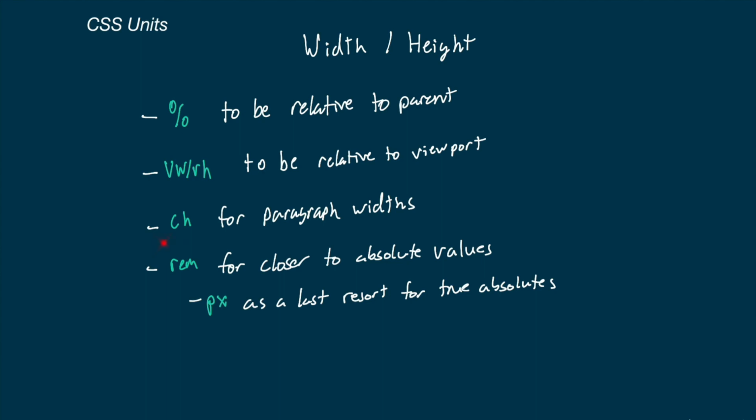The CH unit is very useful for a specific use case, and that is choosing the width of a paragraph. Once paragraphs go over about 70 characters in a line, they become really hard to read. So setting a CH value around 50 to 70 can be a good way to get a good readable paragraph. Finally, if you need an absolute value, I would usually recommend using REM.